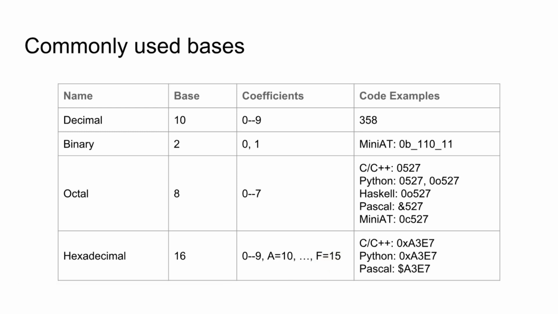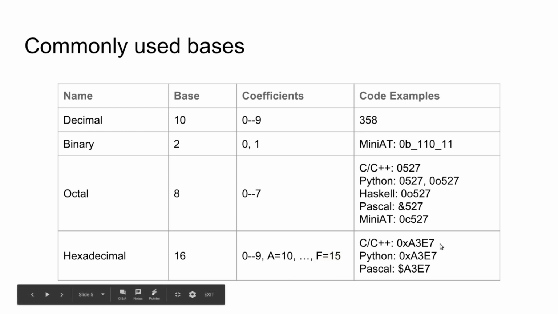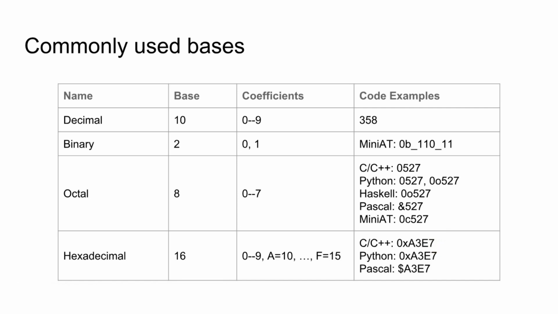In C or C++, we indicate hex values by leading the digits with a 0 and a lowercase x, and it's the same in Python. It's also the same for the mini-AT assembler, which is not listed here. In Pascal, however, for those of you who encounter it or have seen it, hexadecimal values are preceded with a $ sign prefix.